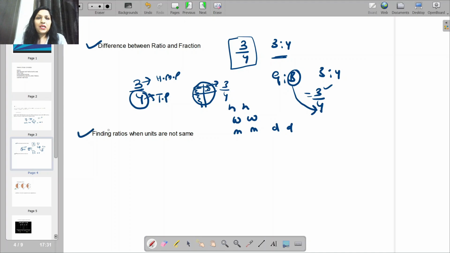Moving on to the next topic, finding the ratios when the units are not same. हमने जो अभी अभी डिस्कस किया, अगर आपका यूनिट सेम नहीं है तो आप रेशो नहीं निकाल पाएंगे.